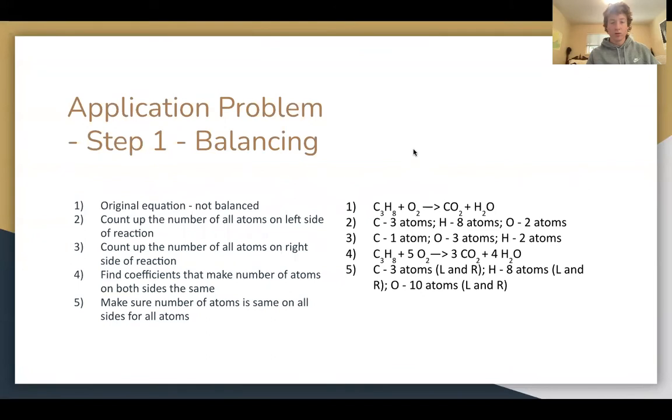And then number two, you count up the number of all the atoms on the left side of the reaction. So you have 3 carbons, 8 hydrogens, and 2 oxygens. And then you count up all the atoms on the right side of the equation, where you have 1 carbon, 3 oxygens, and 2 hydrogens. So now you have to find coefficients that make the number of atoms on both sides the same. In this case, it would be 1 for C3H8, 5 for O2, 3 for carbon dioxide, and 4 for water. And then you can do a little simple math to make sure the number of atoms is the same on both sides for all atoms.